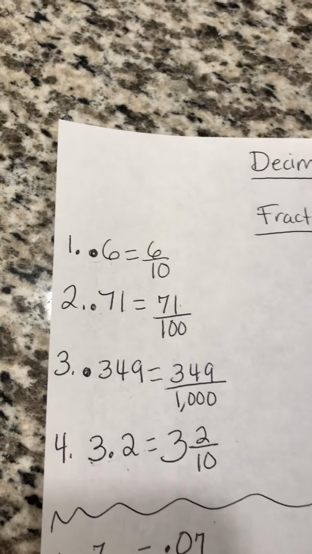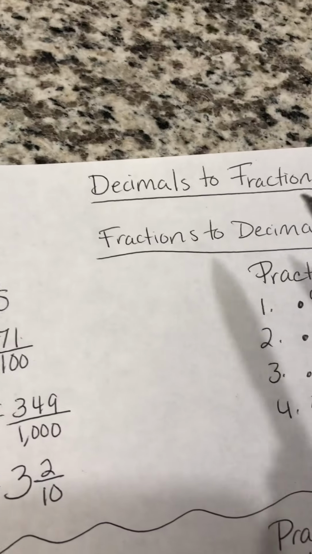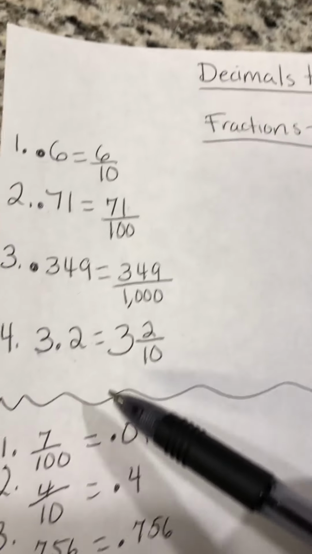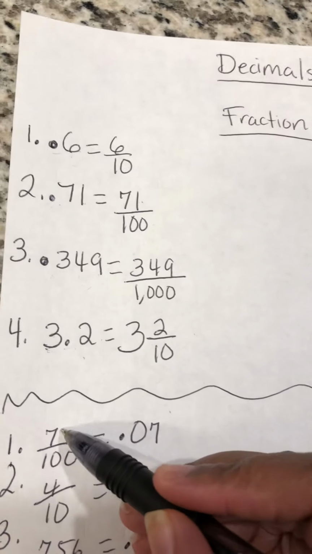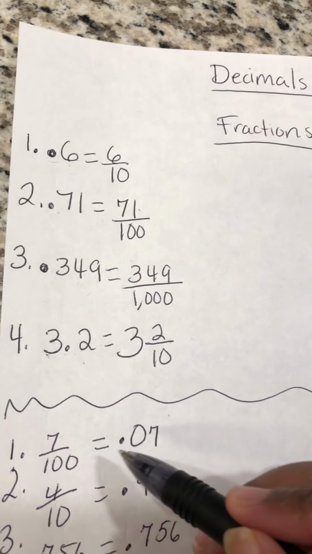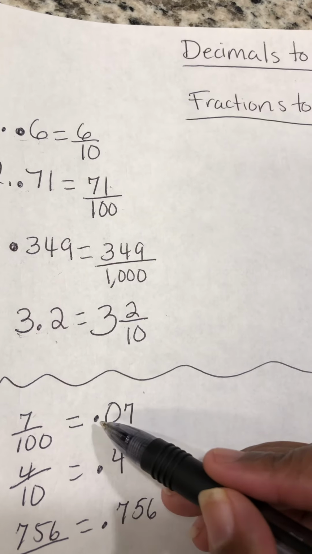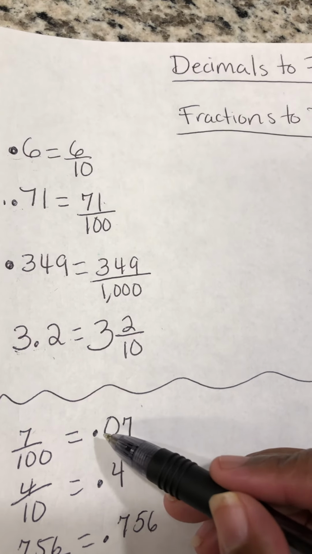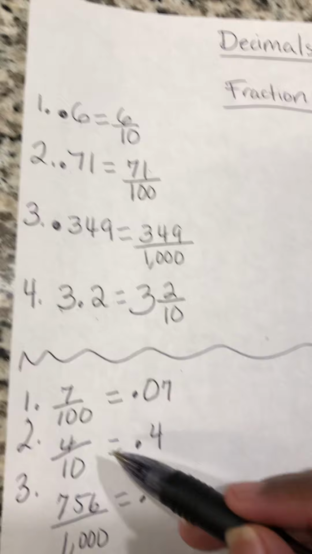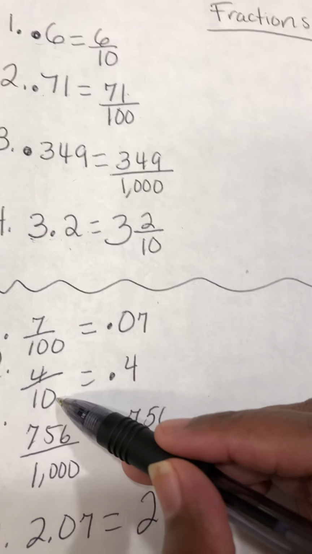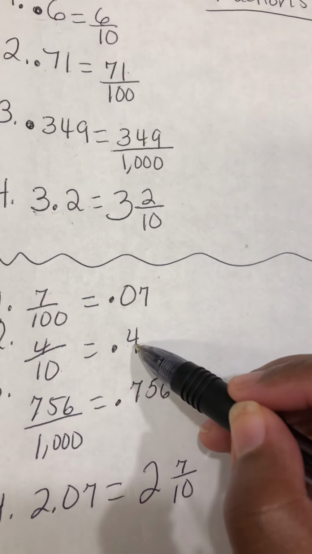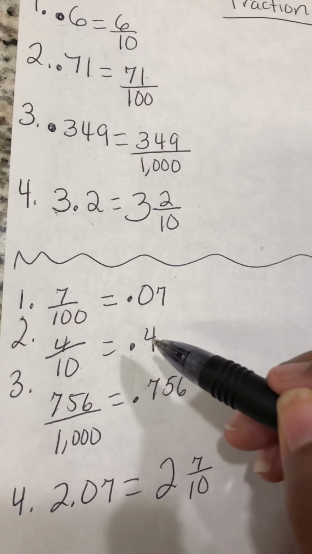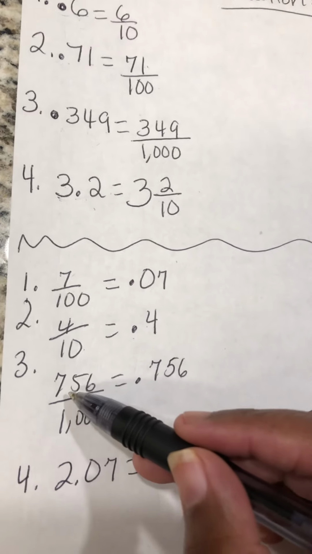All right. Here we started with decimals to fractions. Now we're going to go to the second part, fractions to decimals. Here I have the fraction 7/100 written as a decimal. This is what 7/100 looks like as a decimal. The 7 is in the second place to the right of the decimal. Number 2 is 4/10. This is what 4/10 looks like as a decimal. It's the first space to the right of the decimal.